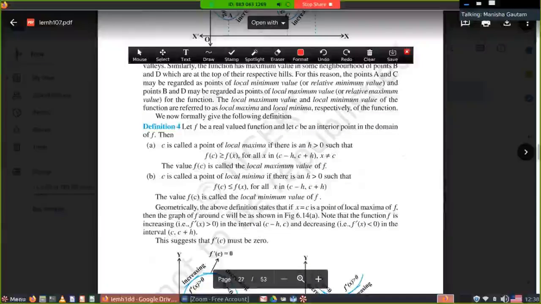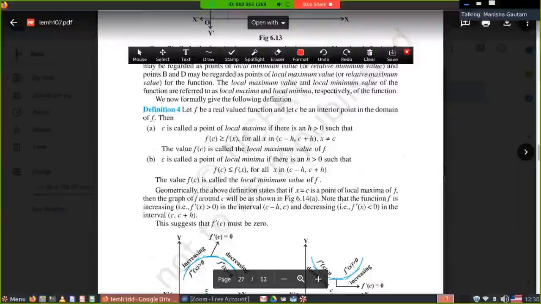Let f be a real valued function, and c be an interior point in the domain of f. c is called a local maxima if there is an h greater than 0, where h is a small increment, such that f(c) is greater than or equal to f(x), where x is lying in this interval, and x and c are not equal.